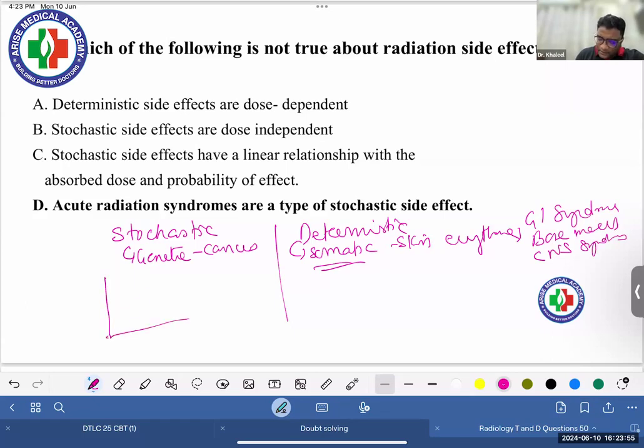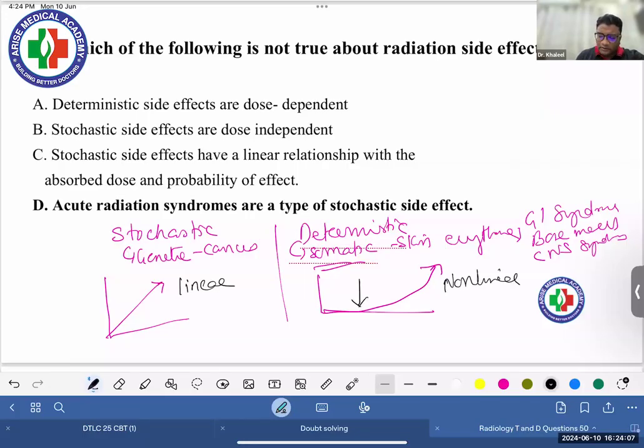Stochastic effects have a linear dose effect curve. Deterministic effects will have a non-linear dose effect curve. Non-linear means it has a threshold dose. So it will not occur at low dose, it occurs above the threshold dose. So deterministic effects are dose dependent. Yes, they do not occur at low doses, they occur above the threshold dose. This is a true statement. Stochastic effects are dose independent. This is also a true statement. It occurs at low dose, it occurs at high dose. Stochastic effects have a linear dose effect curve. This is also a true statement.